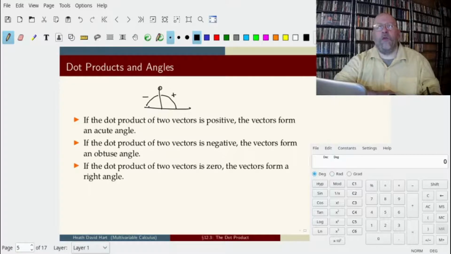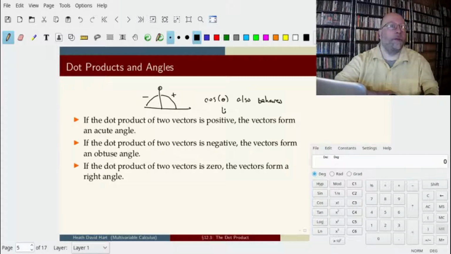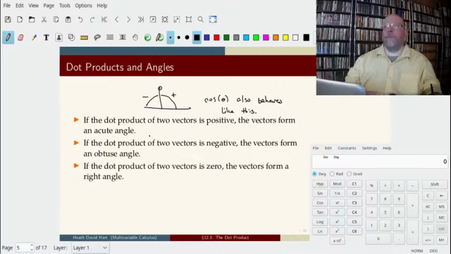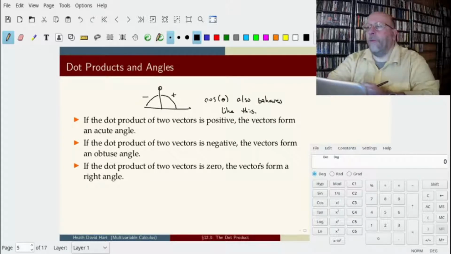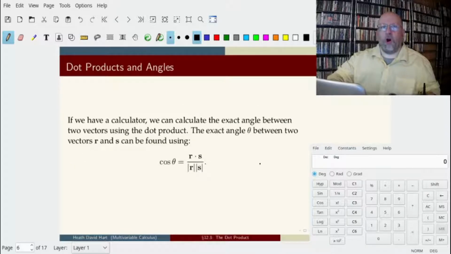Well, we know some other function that behaves this way, that's positive in quadrant 1 and that's negative in quadrant 2. Cosine also behaves that way. And I would like to be able to tell you that the dot product and the cosine were the same thing. But they're not. They're almost the same thing.